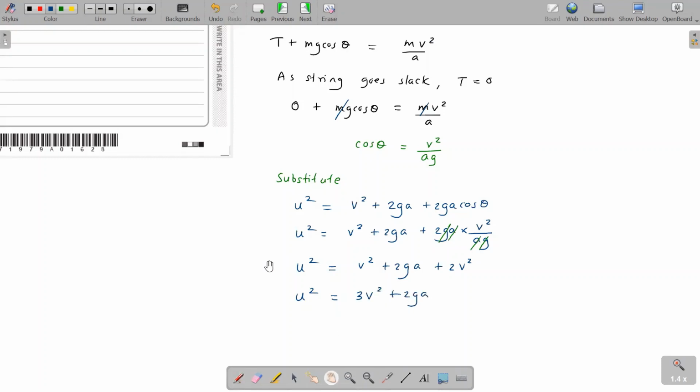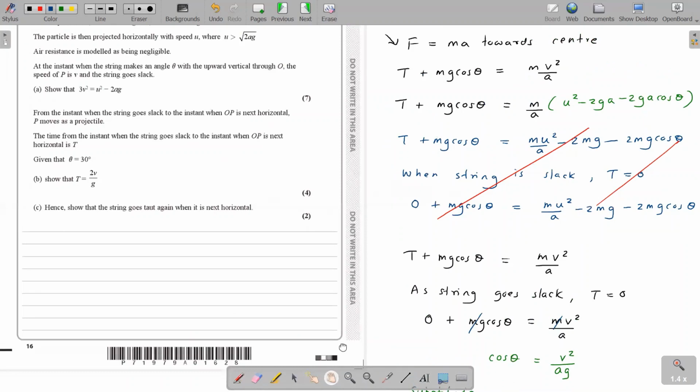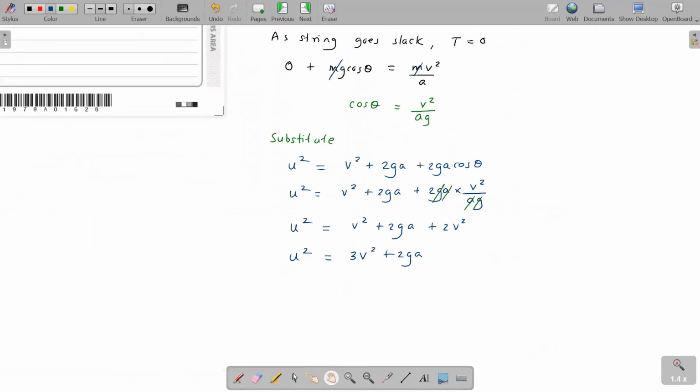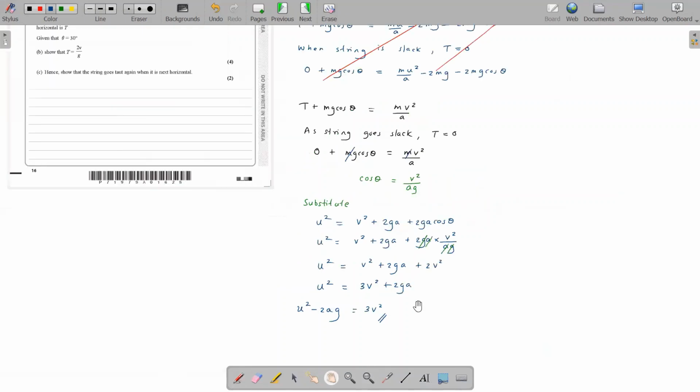So to show that, 3v square is u square minus 2ag, right? Yeah. So we get to show that 3v square equals u square minus 2ag. ga and ag are the same thing, right? I took the term to the other side and it's a subtraction. Is that clear? So this is the show that for part A.